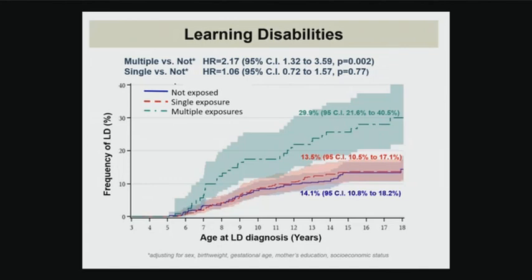I'm sorry, the battery's dying. Oh well. If you look at the kids that are in green, those are the multiply exposed kids, and you can see they had a markedly increased incidence of being diagnosed with a learning disability. If you look at the hazard ratios on the top, about doubled for the multiply exposed, no significant effect of single exposure. You can see that this is not an uncommon diagnosis in those kids. About 30% by the age of 18 were diagnosed with a learning disability.